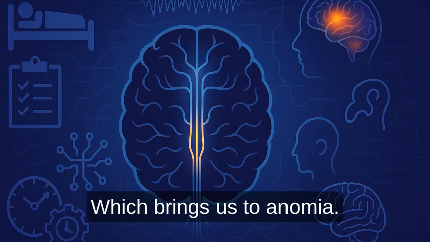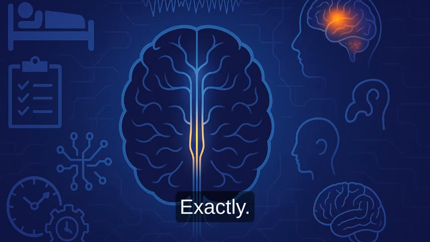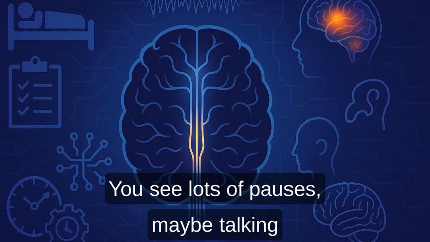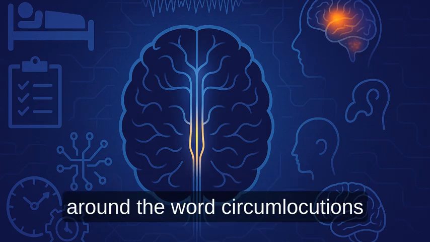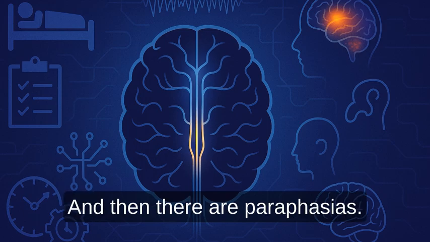Which brings us to anomia, word-finding difficulty. We all get that sometimes, the tip of the tongue thing. Exactly. But in aphasia, anomia is much more frequent and severe. You see lots of pauses, maybe talking around the word, circumlocutions, because they just can't retrieve that specific noun or verb. And then there are paraphasias.